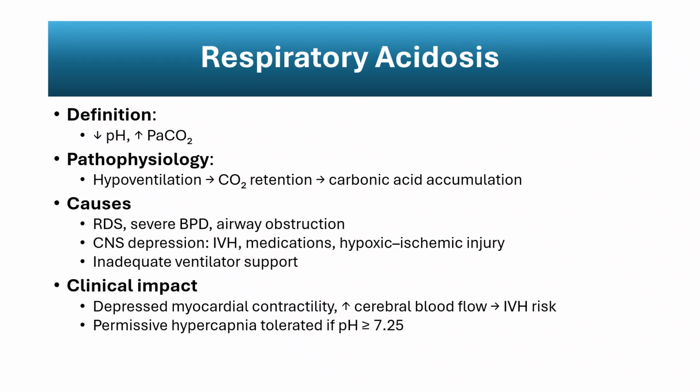Typical causes include respiratory distress syndrome, severe or evolving bronchopulmonary dysplasia, and airway obstruction from secretions or malpositioned endotracheal tubes. Central nervous system depression from intraventricular hemorrhage, sedatives, or hypoxic ischemic injury can also impair drive and ventilation.